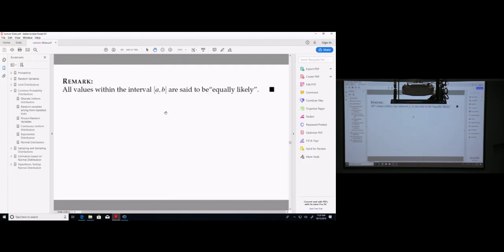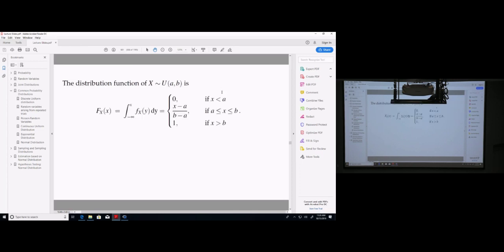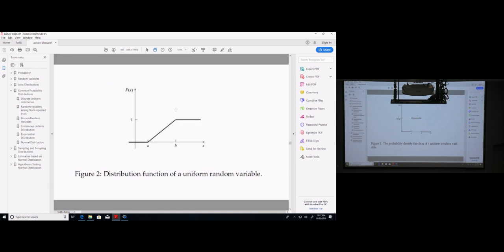All right, so we skip this. So the idea is every interval is equally likely. So this is justified in this way. Okay, so this is after integration. So when A is 0, B is equal to 1, it would be equal to x, all right? So it is just this. All right, so we see this, and we have this.